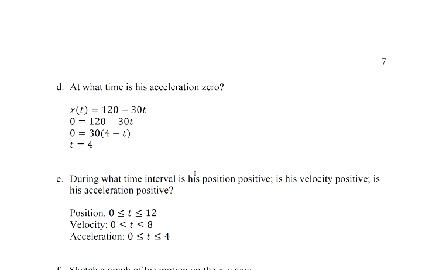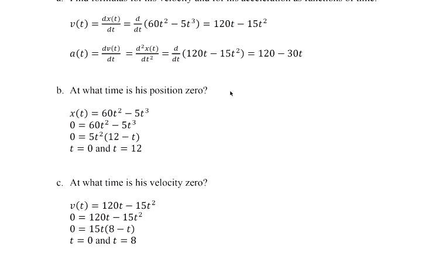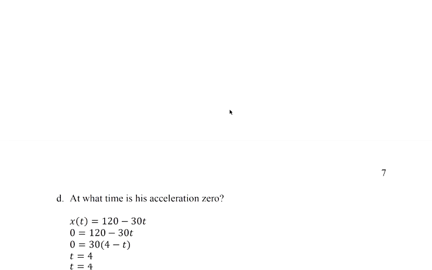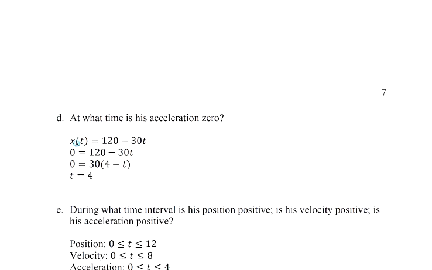At what time is his acceleration 0? Take the equation for acceleration, which is 120 minus 30t, and set it equal to 0. This is a mistake. This should say a, acceleration as a function of t. At time t equals 4, his acceleration is 0.